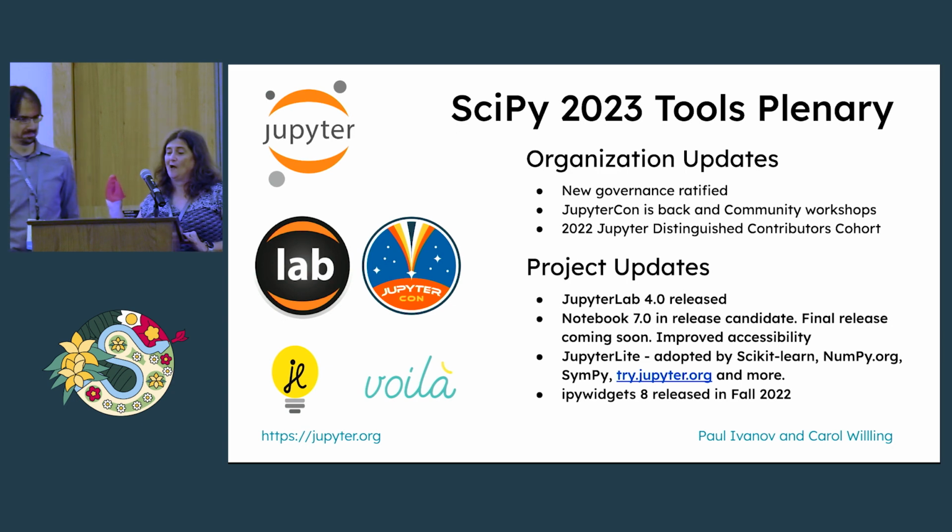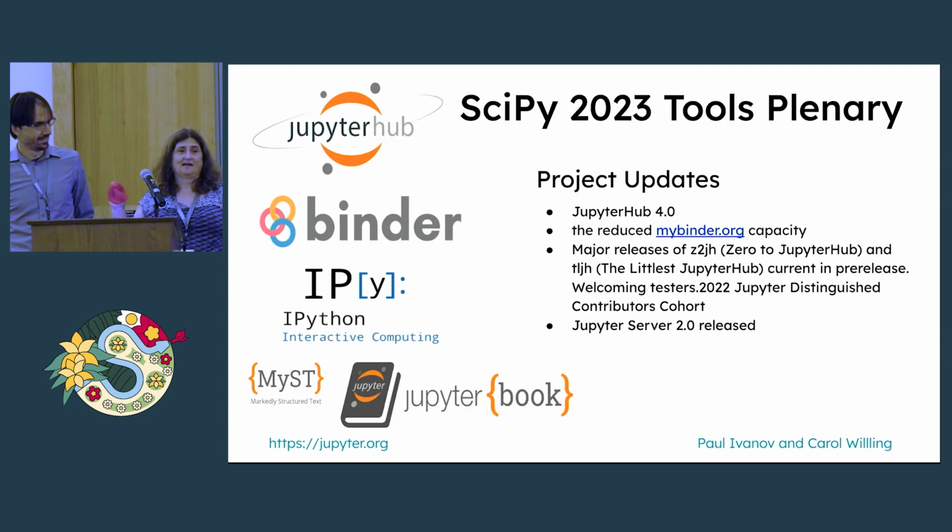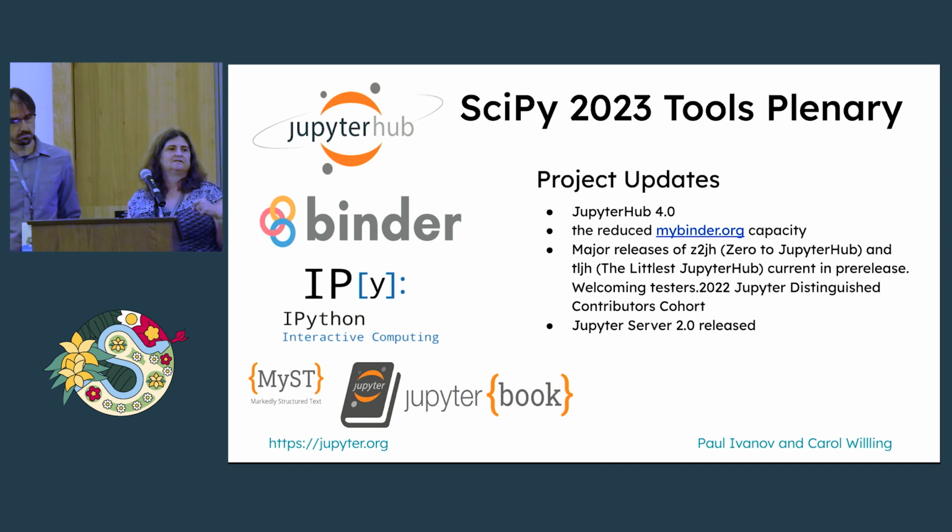So on the other more foundational side of things, JupyterHub 4.0 was released. It was a major release, but not a ton of user-facing changes other than the fact that we switched to Jupyter Server and did some security fixes along the way. A little bit of sad news, we lost our largest contributor of credits for Binder. So that may impact the speed and whatnot, but if you have spare capacity, please get in touch with the project.